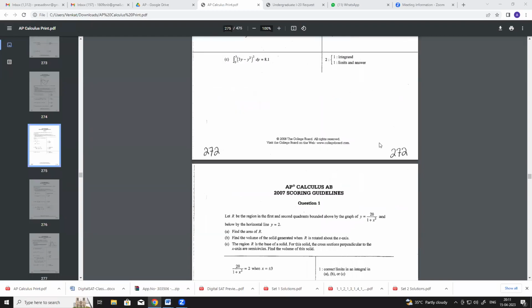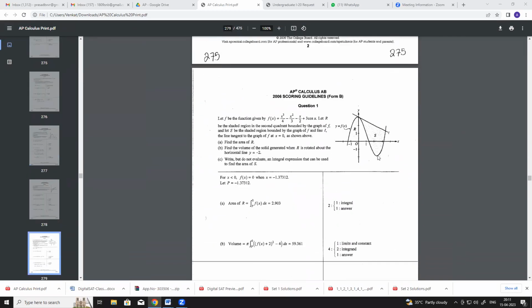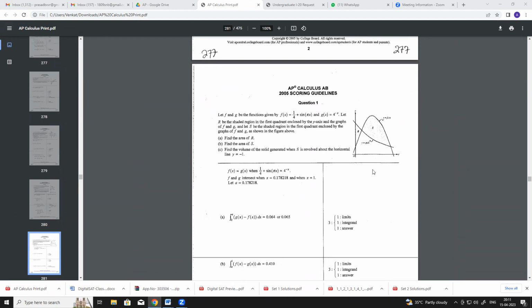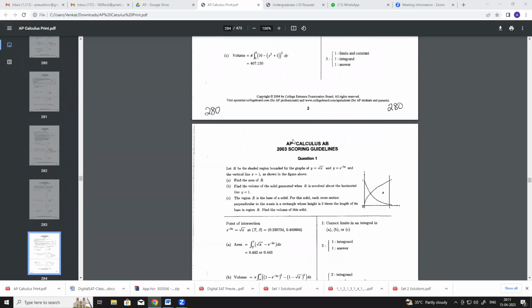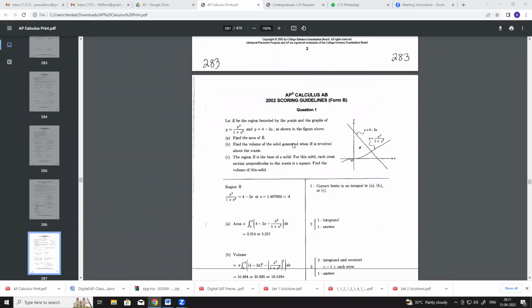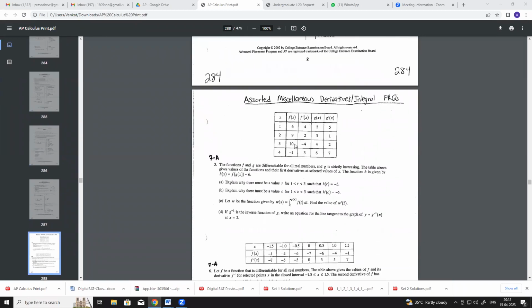Record on this computer. Parallel and perpendicular, mostly about the horizontal line y is equal to -1. Okay. Now we'll see. Where is this?